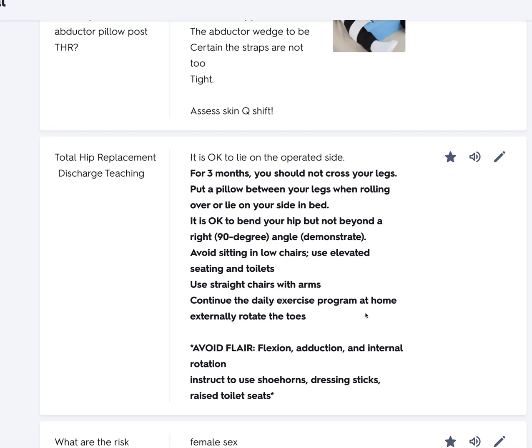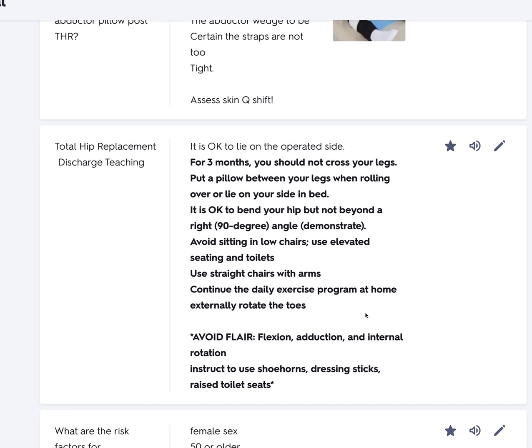So you have to demonstrate that for patients. Avoid sitting in low chairs. Always use elevated seating in toilets because if they have a low chair, they're going to go past the 90-degree angle. So that's important. You continue the daily exercise program at home and make sure the toes are externally rotated. So externally rotated means the toes go, like the big toe goes out, okay, not in. You want to avoid flare.